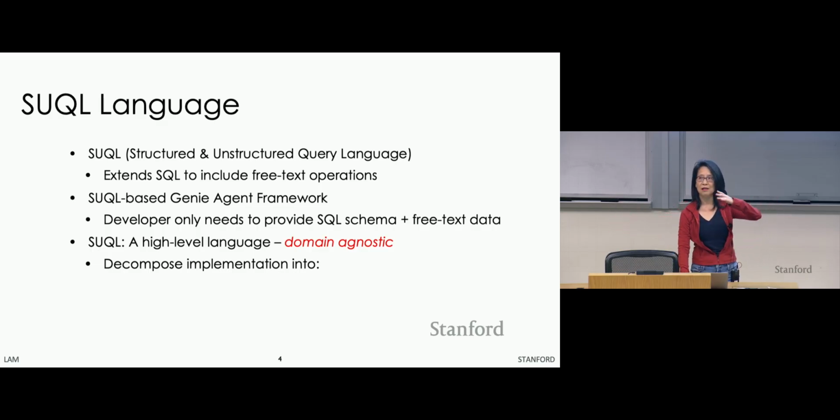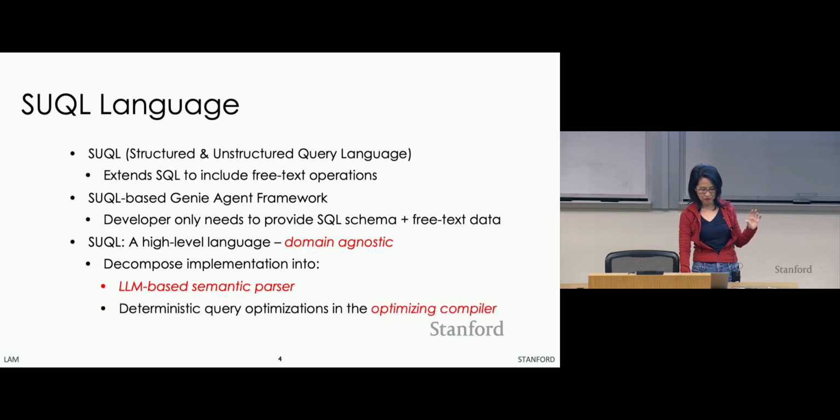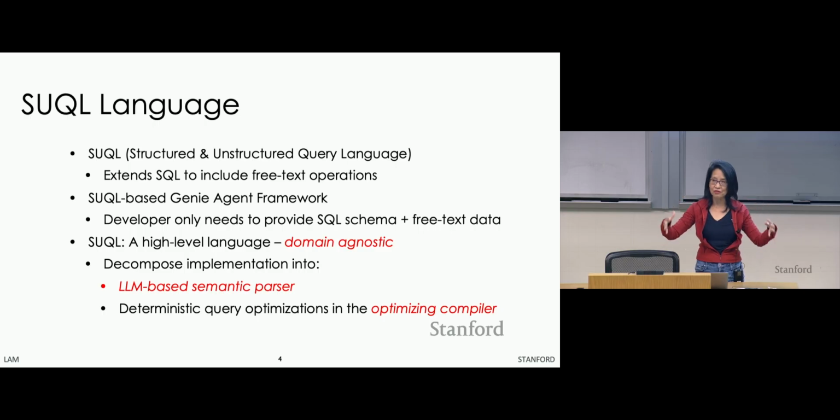First of all, SUQL becomes the target for a semantic parser. We take natural language down to SUQL, and that's an LLM-based parser. Once you describe it in SUQL, we go and execute it. We have a compiler. It's an optimizing compiler that efficiently handles the implementation of the SUQL queries.